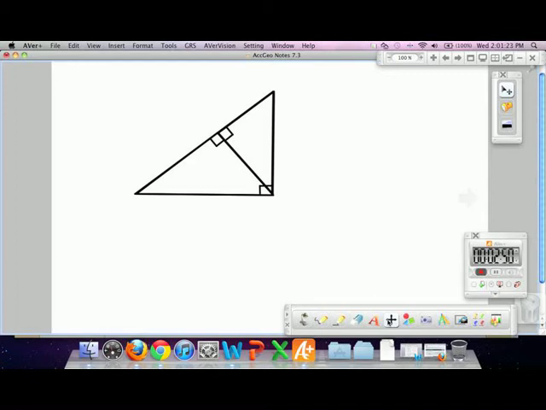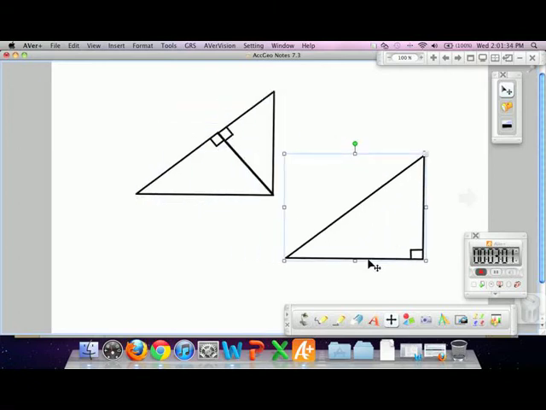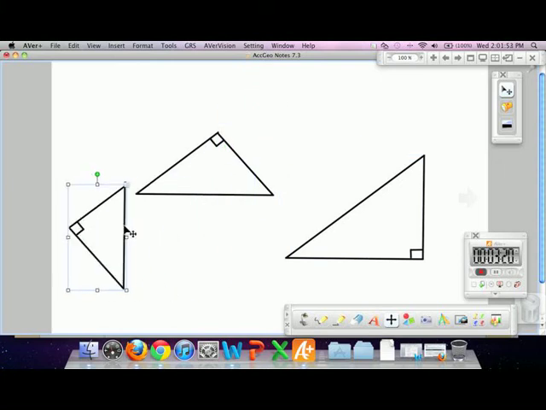Let's see if we can identify where some of these corresponding angles are. So if I have this big triangle here, there's the big triangle. We're going to look at, how about the smaller triangle? Let's look at the smallest triangle. So if I take the smallest triangle, I've taken the small triangle now.